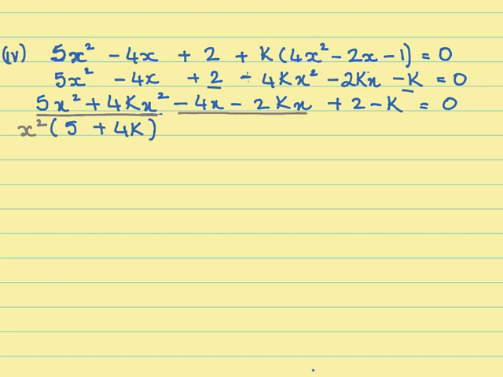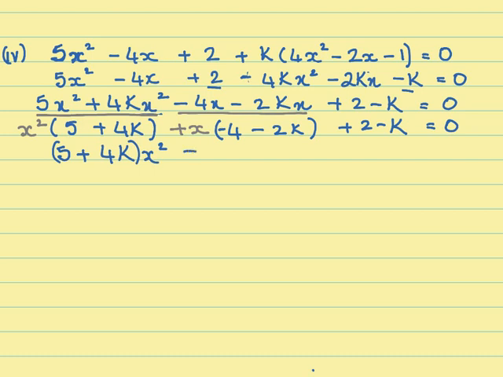Now from both these x terms, I will take plus x common out. So what remains inside is 4 minus 4 minus 2k. And these two terms, there's nothing to take common out, so I write it as it is. So let me write my equation again properly. So 5 plus 4k, this is with x square. And I have minus 4 minus 2k, this is with the x, plus 2 minus k.